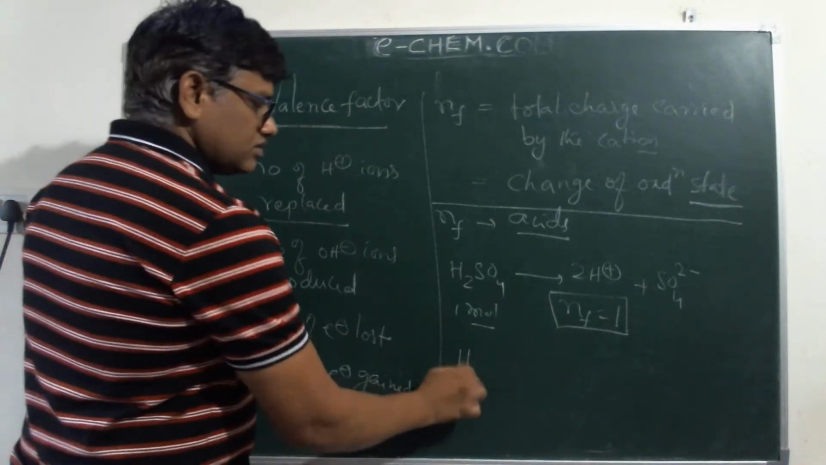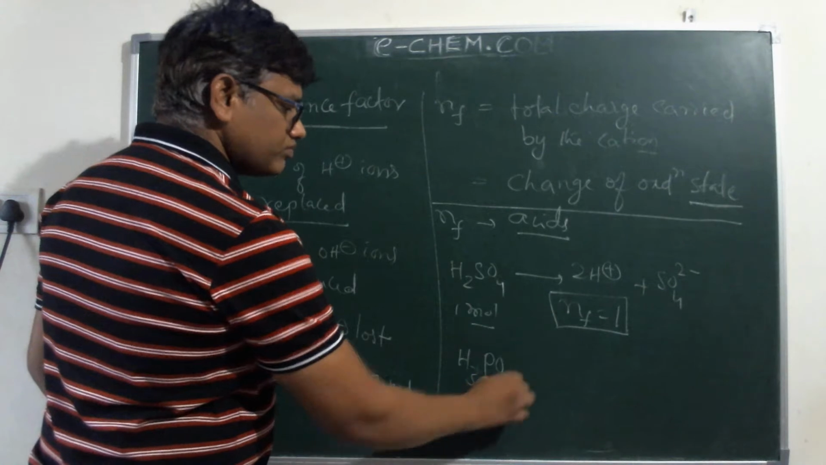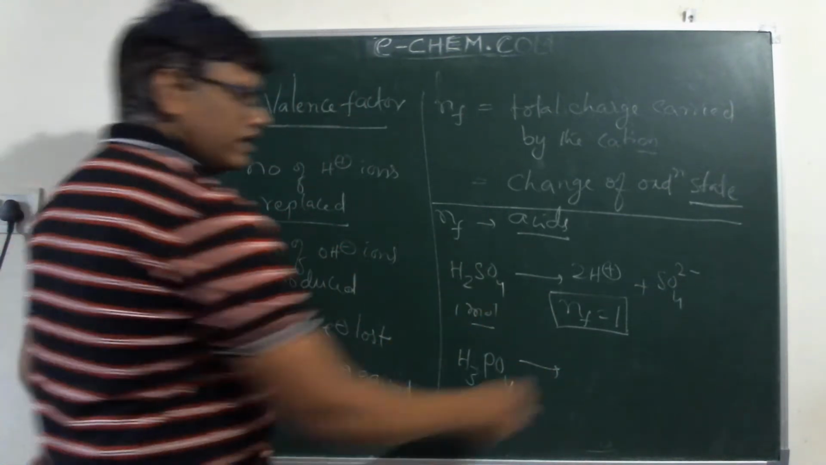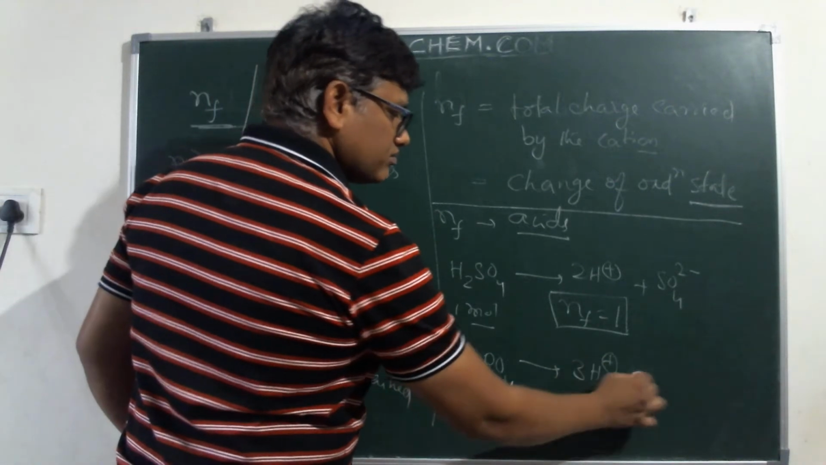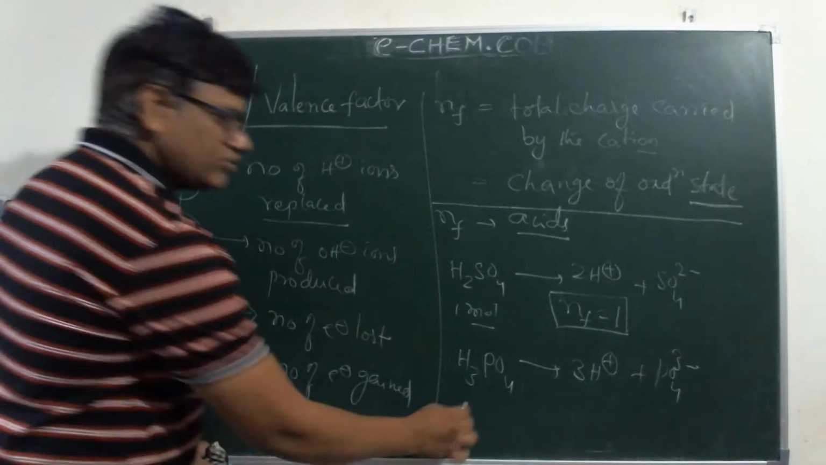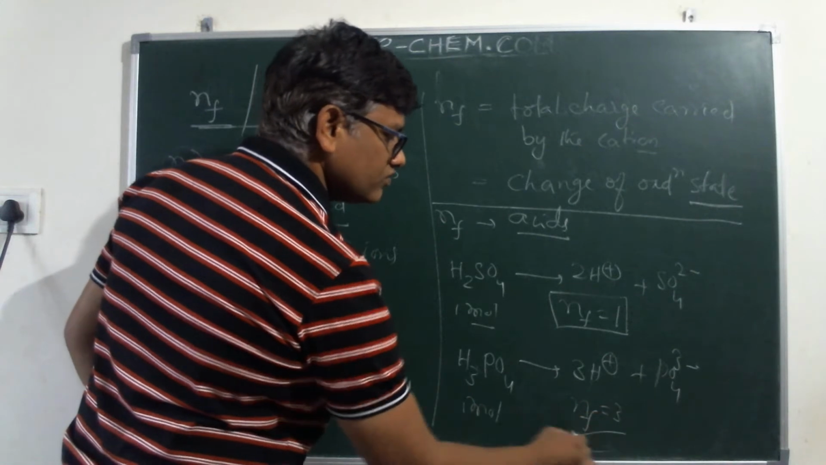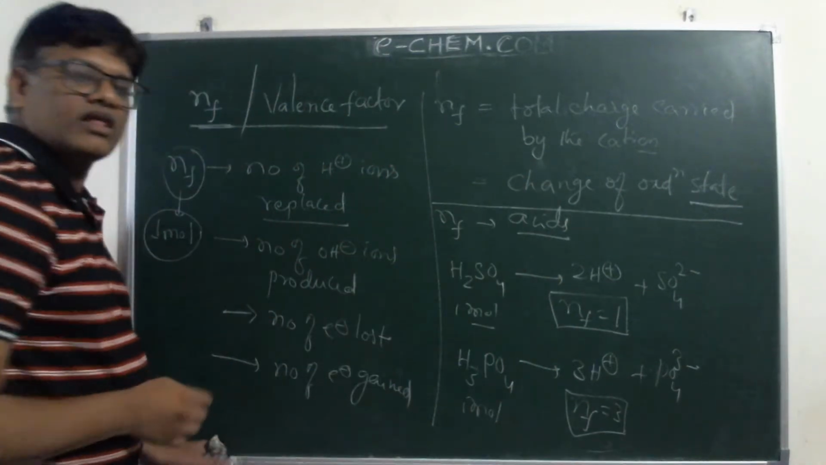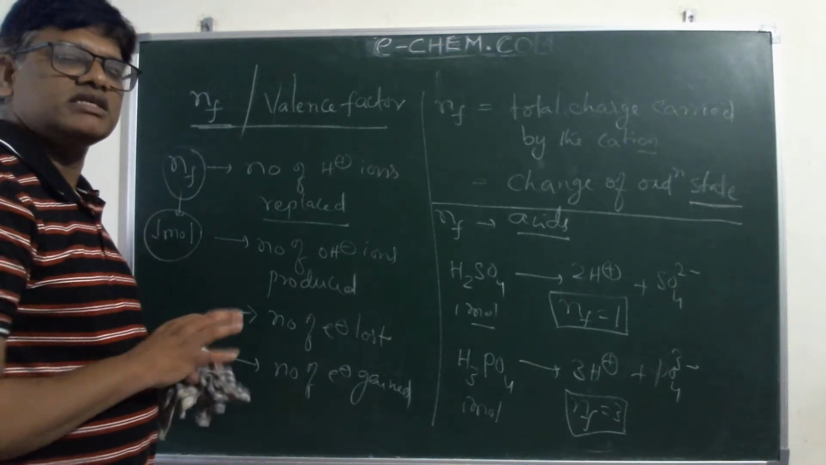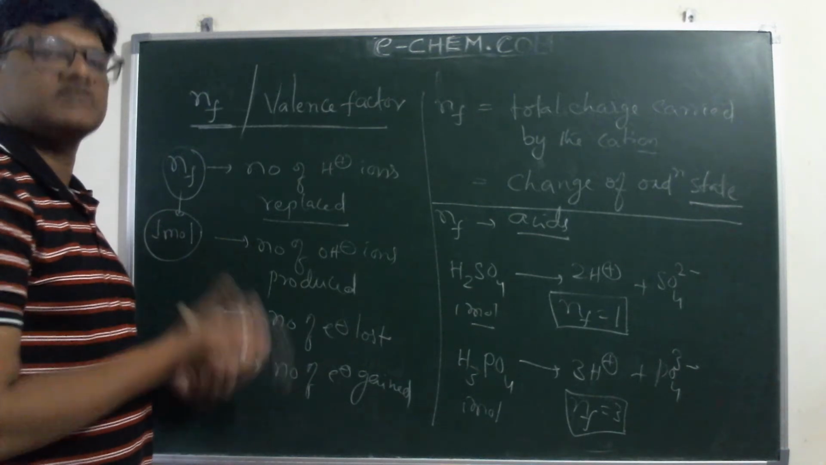Similarly, if I want to calculate the n factor for orthophosphoric acid, on complete dissociation it gives 3H plus and PO4 3 minus. This is the reaction I am taking. So 1 mole of the compound is giving 3 moles of H plus, so the n factor is taken as 3 for this. The n factor is not the same in all conditions, it may vary, depending upon the nature of the reaction or the nature of the substance.